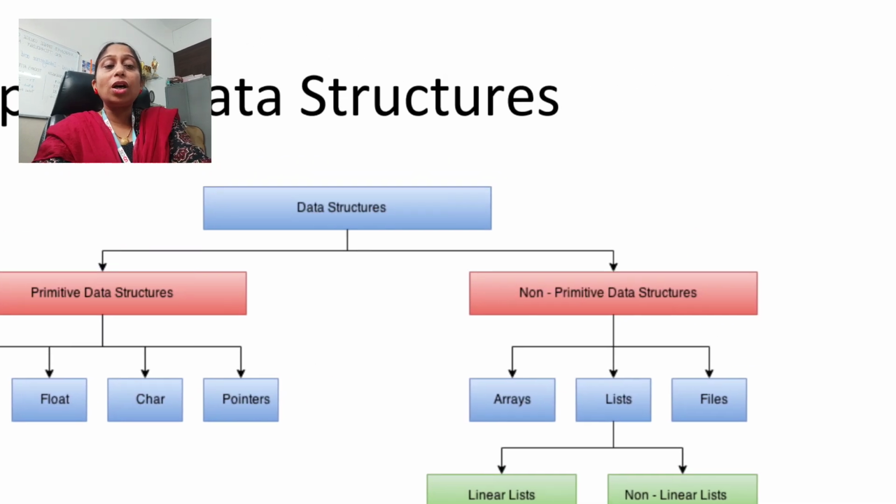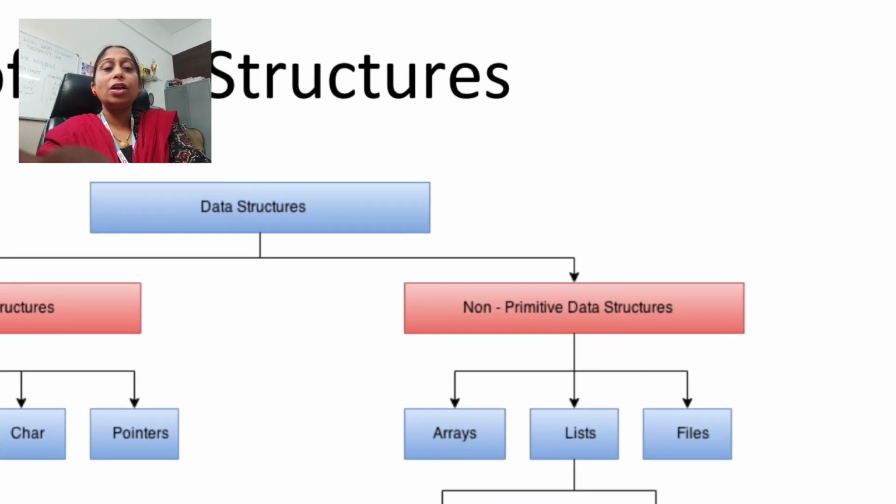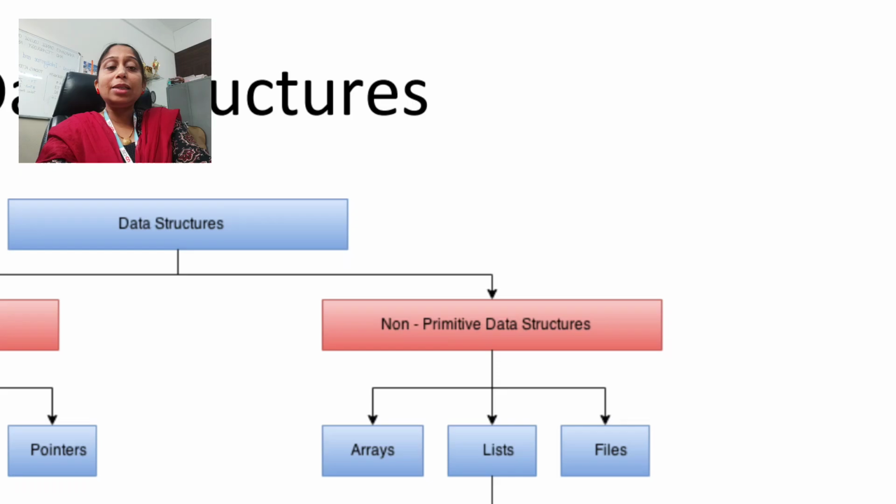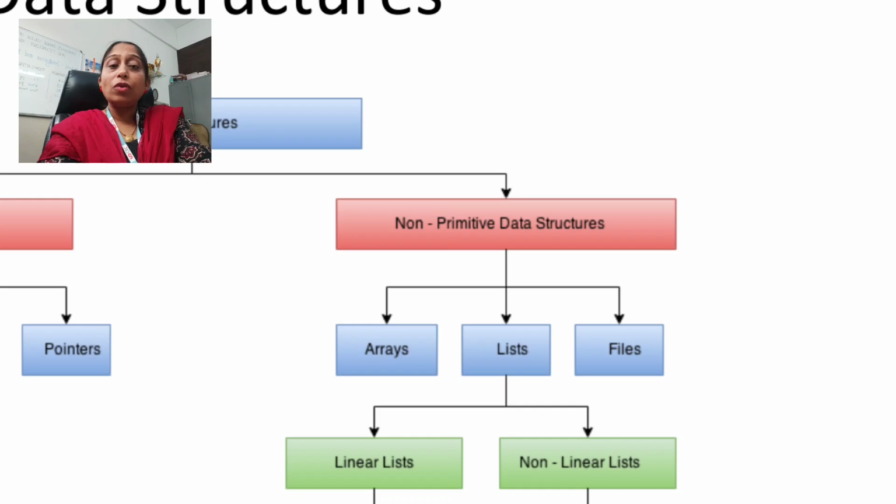If we go with the non-primitive data structure, it has multiple data items. It is able to hold multiple data items. What are those? An array holds multiple data items, a list holds multiple data items, files hold multiple data items. So they come under non-primitive data structures.